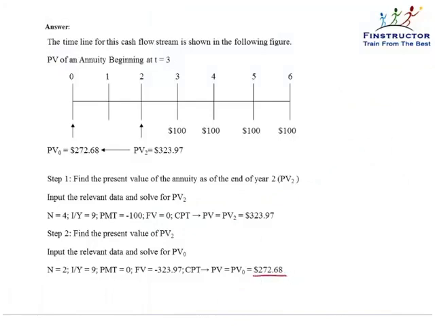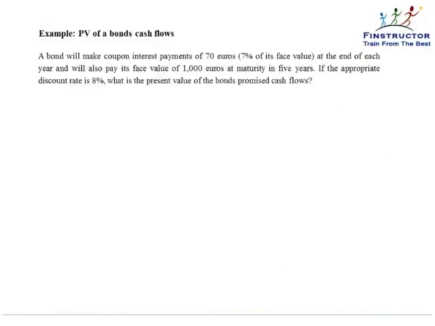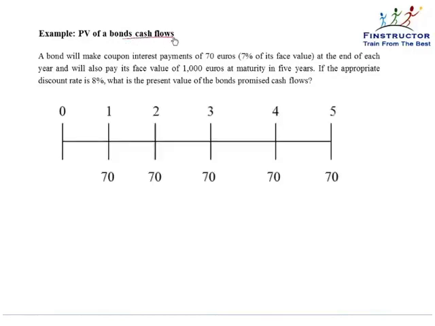272.68. You can have a look at the solution in detail. Now, a very interesting financial instrument is called a bond, and we'll understand the cash flows of a bond with the help of this example.